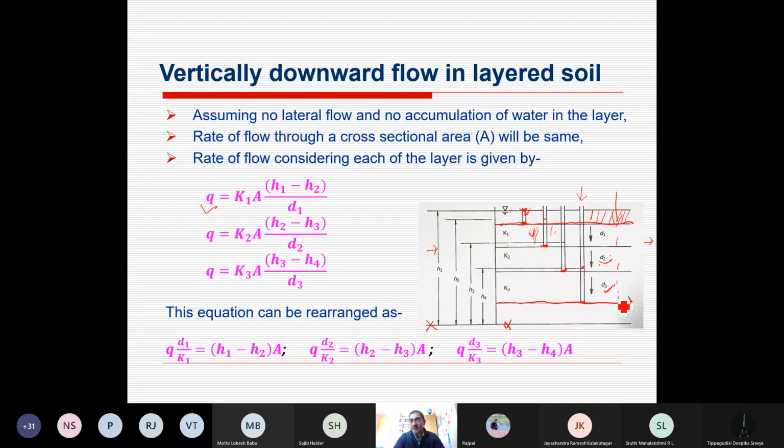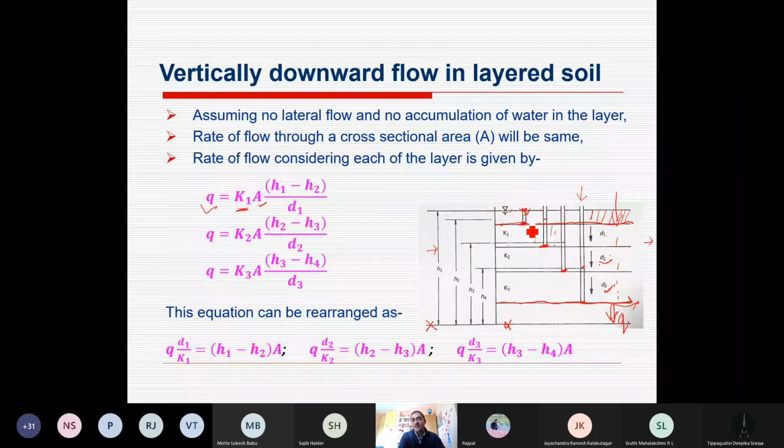It will reach the bottom in the same quantity. The quantity will not change, Q. So Q is equal to, from the first layer having hydraulic conductivity K1, from unit cross-sectional area of this soil, that is A, times the head difference between top and bottom. That's why it is flowing. So H2 minus H1 or H1 minus H2, because the head difference goes from higher to lower.